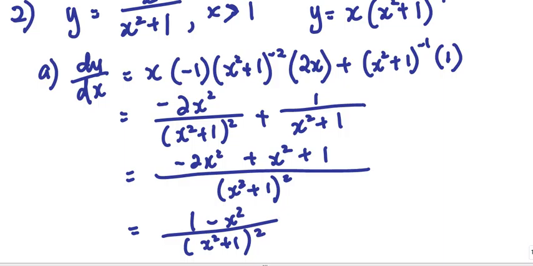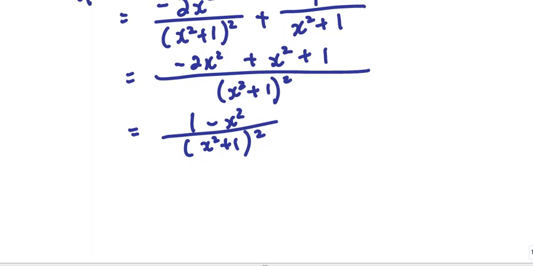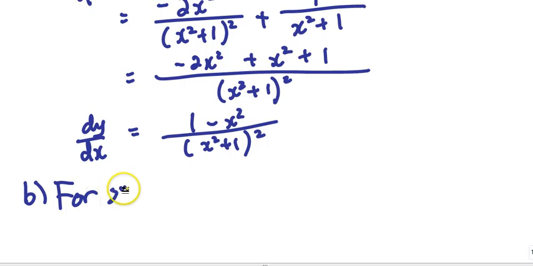And in the next part, you are supposed to show that if x is more than 1, then this is a decreasing function. So first of all, we know that dy over dx is equal to this. Now in part B, to show this for x greater than 1, we have to look at dy over dx. Our aim is to prove that dy over dx is less than 0 to show that it's a decreasing function.